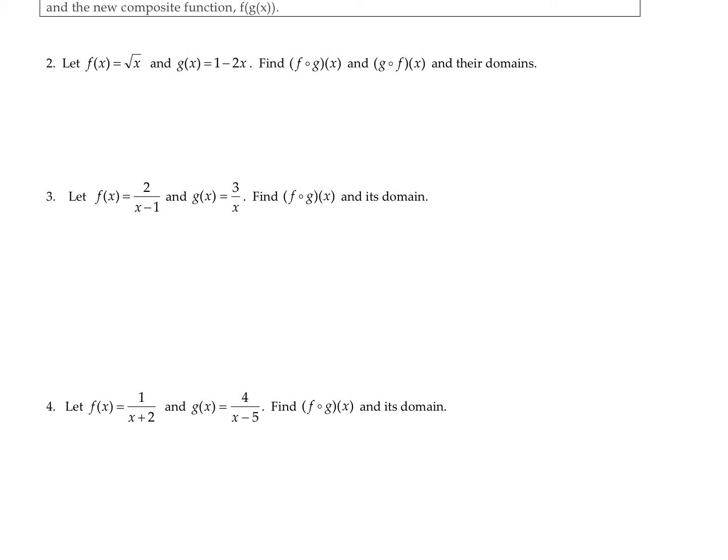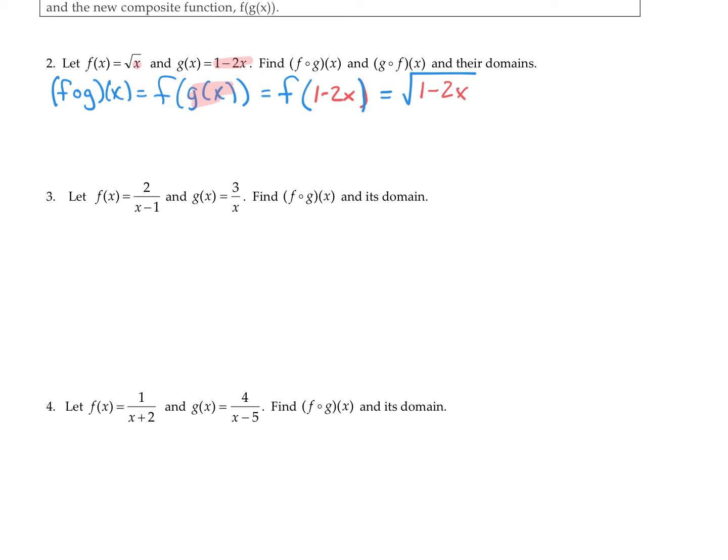So if I'm going to find f of g of x, that means I'm finding f of, well, g is equal to 1 minus 2x. So I'm going to find f of 1 minus 2x. What that'll look like is I'm going to have the square root of 1 minus 2x, because essentially I'm taking that 1 minus 2x and I'm going to plug it in for the x of f.